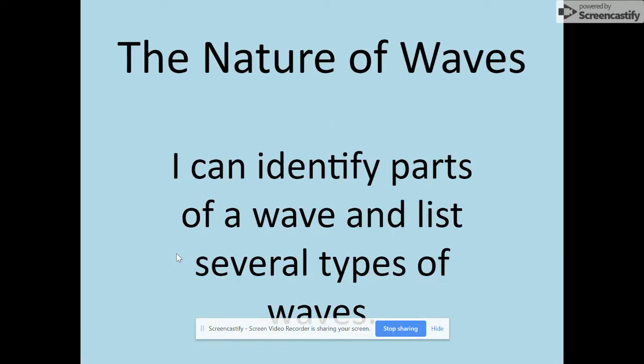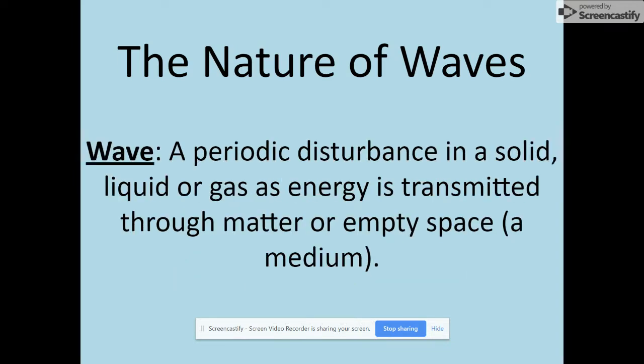Okay, when we're talking about waves, our objective is that I can identify parts of a wave and list several types of waves. To begin with, we want to define what a wave is. You're going to want to add this definition to your notes. You have a note sheet that's associated with this. Periodic disturbance in a solid, liquid, or gas as energy is transmitted through matter or empty space. And so that's what's known as a medium.